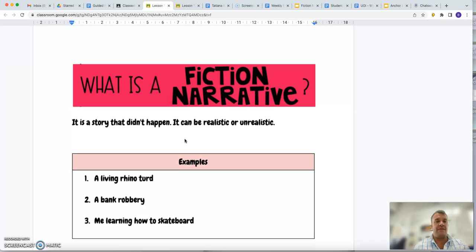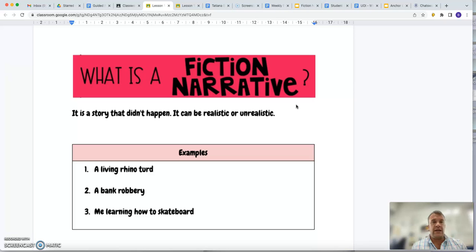Okay, so let's do a review. We know that a fictional narrative is a story that did or did not happen? Didn't happen. Does it have to be wild and crazy, or can it be realistic? It can be realistic, right? Like Daxton goes to the zoo. Not wacky and crazy, but it could happen. It didn't happen, though.